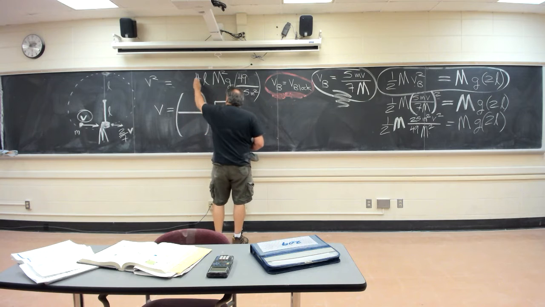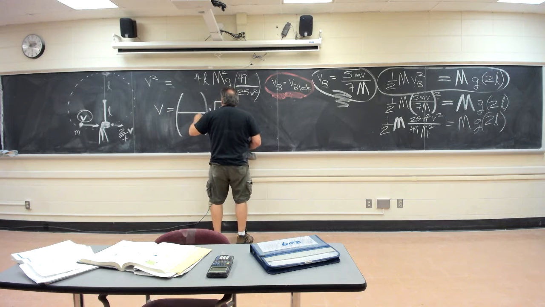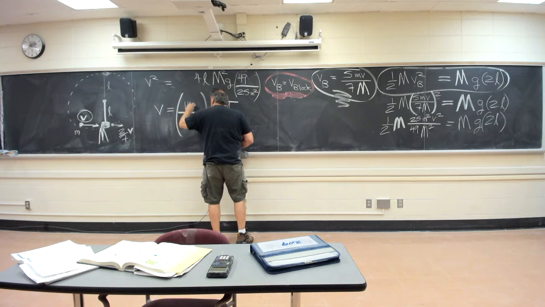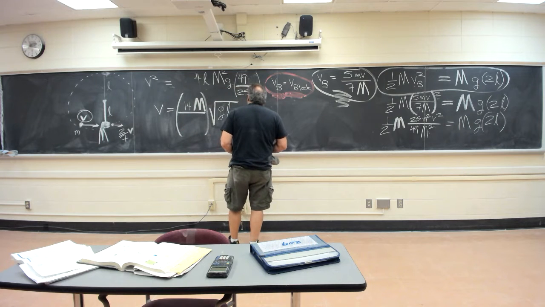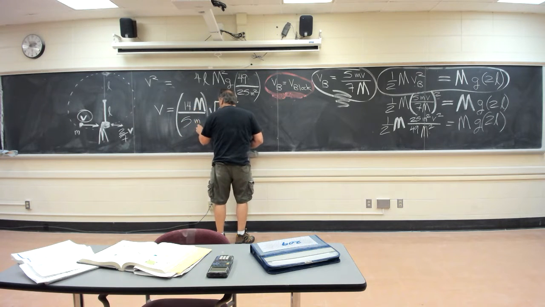Let's see what we got here. Square root of 4 is 2. Square root of that is that. Square root of 49, we can get the square root of both sides, 7. So 2 times 7 is 14. Capital M. Square root of 25 is 5. Small m. Kilograms and kilograms cancel.